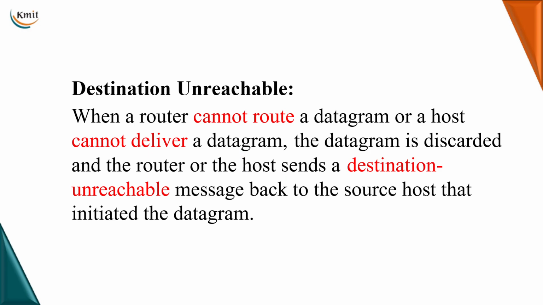Destination unreachable. When does the ICMP protocol report a message called destination unreachable? Whenever a router is not able to route a datagram or a host is not able to deliver the datagram to the destination, the datagram is discarded, because I cannot send it back, we have to discard it. The router or the host will then inform the source host that the datagram was discarded by sending the destination unreachable message.